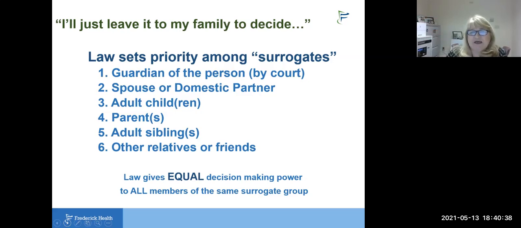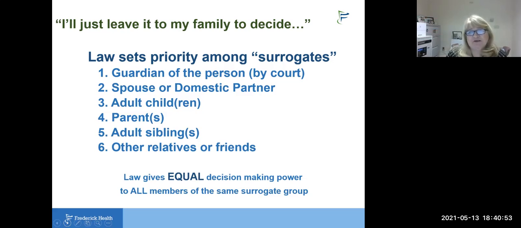If someone does not have a medical power of attorney, they will look first to see if they have a guardian that was set up through the court. The next person will be the spouse or the domestic partner. They will next go to adult children.